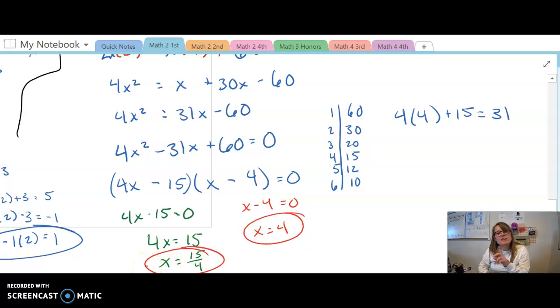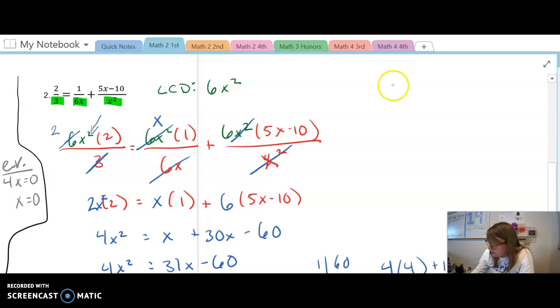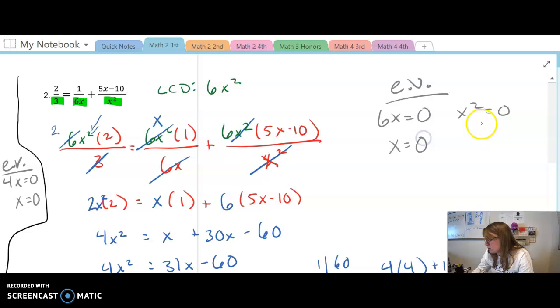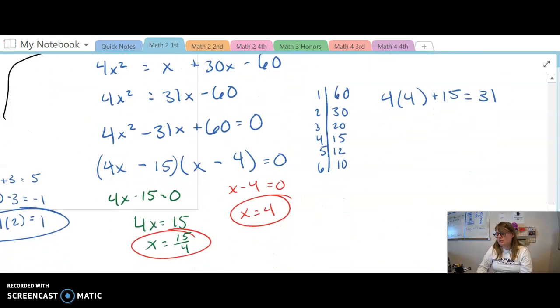But I'm not done yet because I have to check for those excluded values. So I'm going to go back up here. My excluded values come only from the denominator. I see I have a 6x in the denominator and an x squared in the denominator. So divide by 6, I get x equals 0. Square root of 0 is 0, so we have x equals 0. As long as x does not equal 0, we're good to go. Well, x does not equal 0 for either of our answers, so we're good to go there.